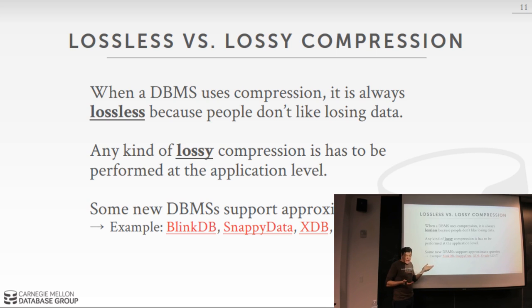In a lot of cases, people don't care about having an exact answer for aggregations. If I had 999,000 users and the data says I have 998,000, do I really care? Probably not. So there are some systems. BlinkDB was a project out of Berkeley, and then it was commercialized as SnappyData, which is GemFire plus Spark. XDB is a wrapper layer around Postgres that does approximate query processing. And then Oracle in 2017 added something basic. They have aggregation functions where you can say, I want an approximate count.